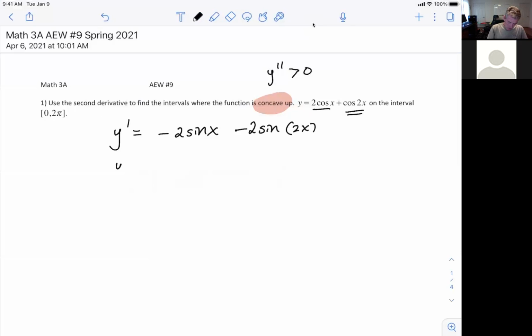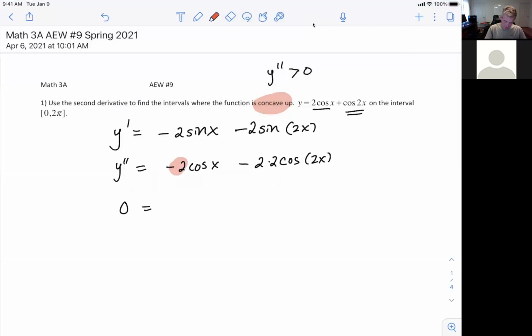Now for the second derivative. The derivative of sine is cosine, so this one will be negative 2 cosine of x. And then very similar right here, it's going to be negative 2 times cosine of 2x. And then you need to do the chain rule again, so multiply by another 2. And then set it equal to 0.